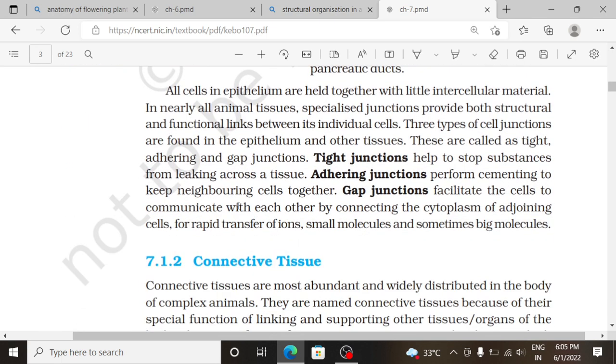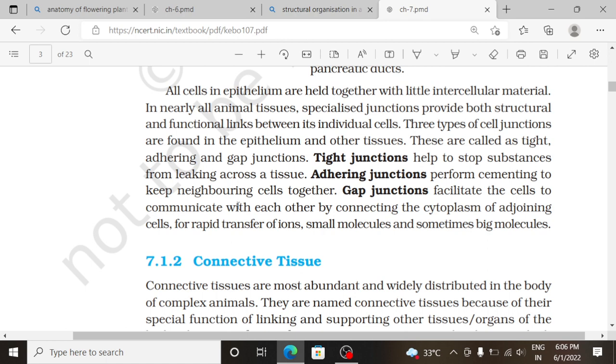All cells in epithelium are held together with little intercellular material. In nearly all animal tissues, specialized junctions provide both structural and functional links between individual cells. Three types of cell junctions are found in the epithelium and other tissues.